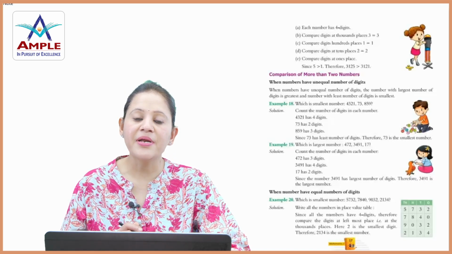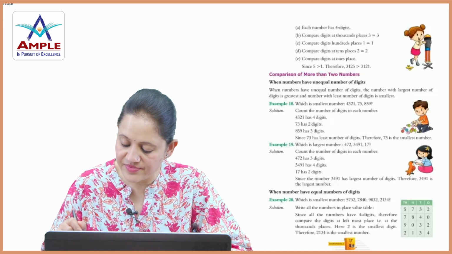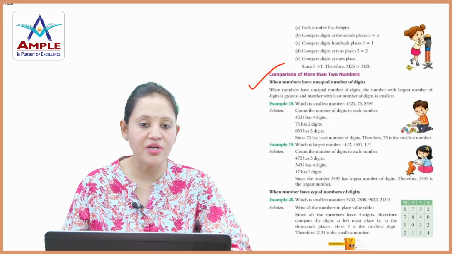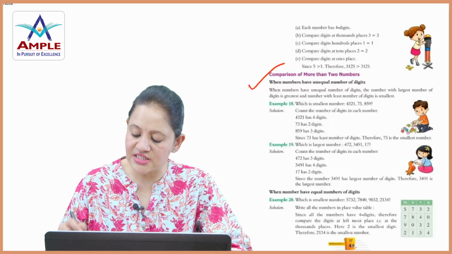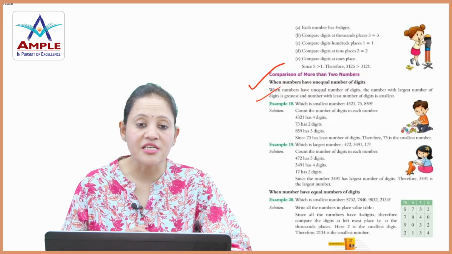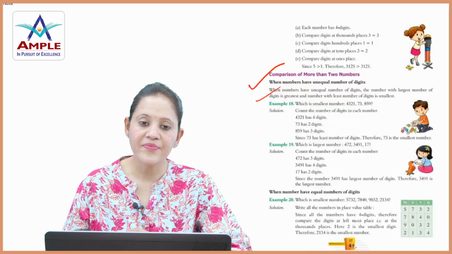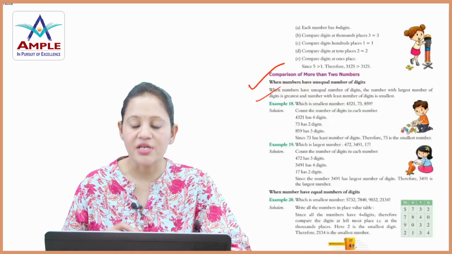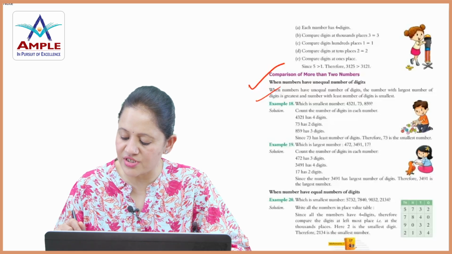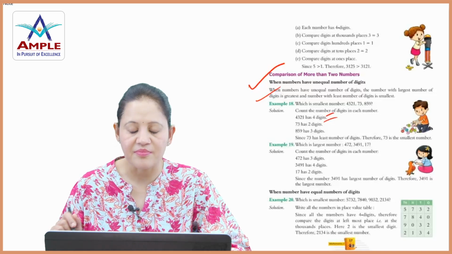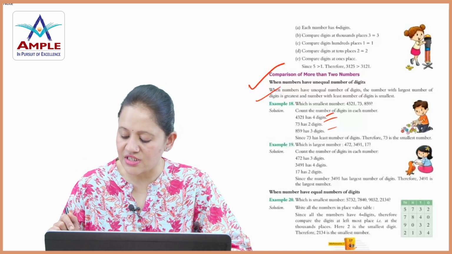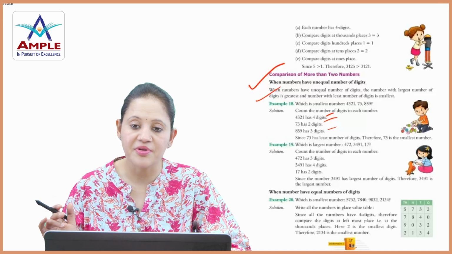Clear? Next, comparison of more than two numbers. Now we learn how to compare more than two numbers. When the numbers have an unequal number of digits, the number with the largest number of digits will be the greatest. For example, which is the smallest among these numbers? We count the number of digits. This is a 4-digit number, a 2-digit number, a 3-digit number. Obviously, the number 73, which is a 2-digit number and has the least number of digits, will be the smallest one.